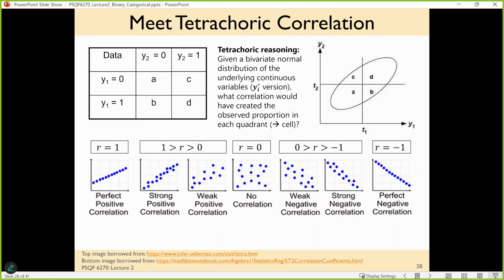Yes. Is this also called Youden's J or B index? I have no idea. I've never heard of those things.